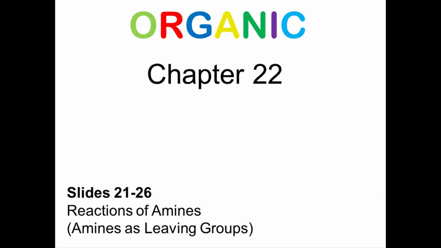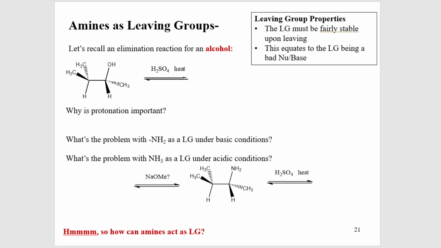Okay, welcome to our last set of notes, slides 21 to 26 in the last chapter of Organic 2. Oh my goodness. All right, so now we're switching gears. We've spent the last few slides discussing how to generate amines, right? How to put one group on selectively, or even 2 or 3 groups if we use reductive amination.